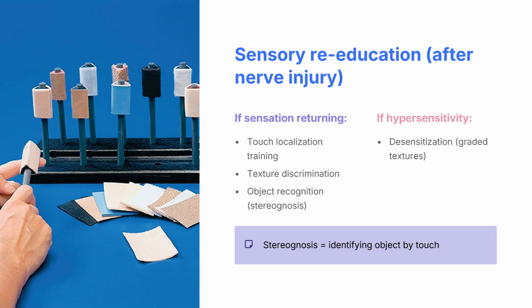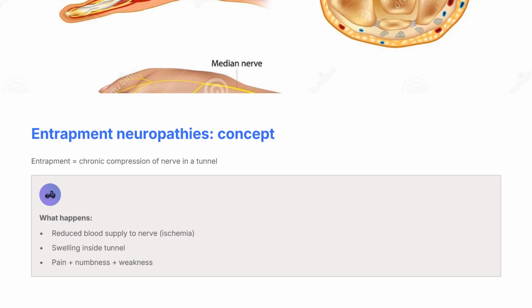Now we should move to the entrapment neuropathies. Entrapment means nothing but compression. It's a chronic compression of a nerve in a narrow tunnel, which will reduce the blood supply. It will cause swelling, pain, numbness and weakness of the muscles. This compression can cause ischemia, that means reduction in the blood supply, and this ischemia will lead to symptoms. What symptoms can be there? As we all know, pain, numbness, and weakness of muscle.